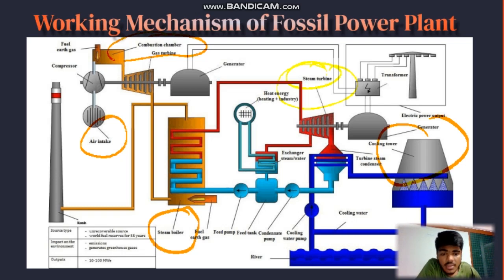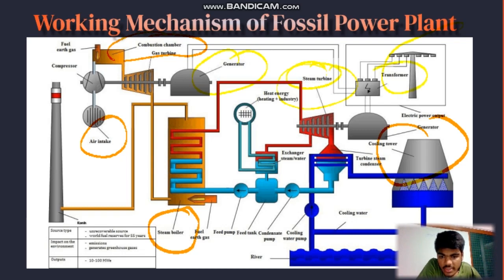Now the steam turbine: the high pressure steam is directed into the steam turbine. The steam energy causes the turbine blades to spin rapidly. Later on, discussing the generator part, the spinning turbine is connected to the generator, which converts the mechanical energy from the turbine to electrical energy. The generator consists of a coil of wire that rotates within a magnetic field, producing an electric current.